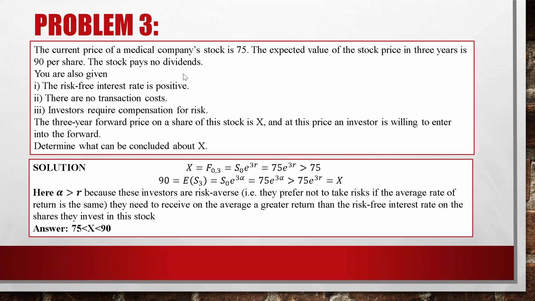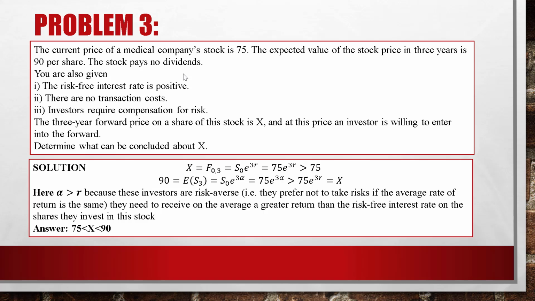First, 75 is just S0, right? And X here is the forward price, the 3-year forward price. So X is equal to F0,3, and it is equal to S0 e to the 3r. r here is the risk-free interest rate, and since r is positive, of course we got X to be greater than 75.